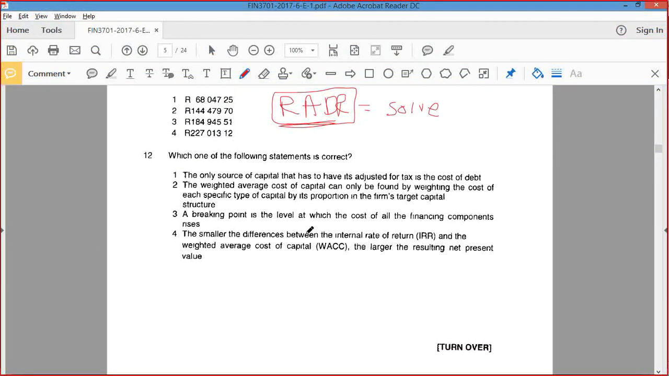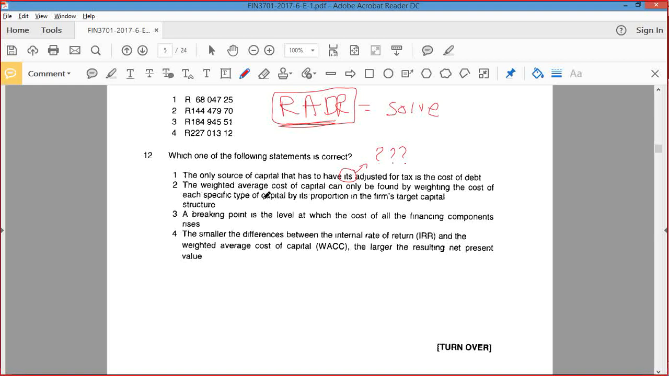Okay, 12. The only source of capital that has to have its adjusted for tax is the cost of debt. I think there's a missing word here. The only source of capital that has to have its cost adjusted for tax is the cost of debt. That would be correct, and that would be because interest is tax deductible. Okay, but let's check the others.